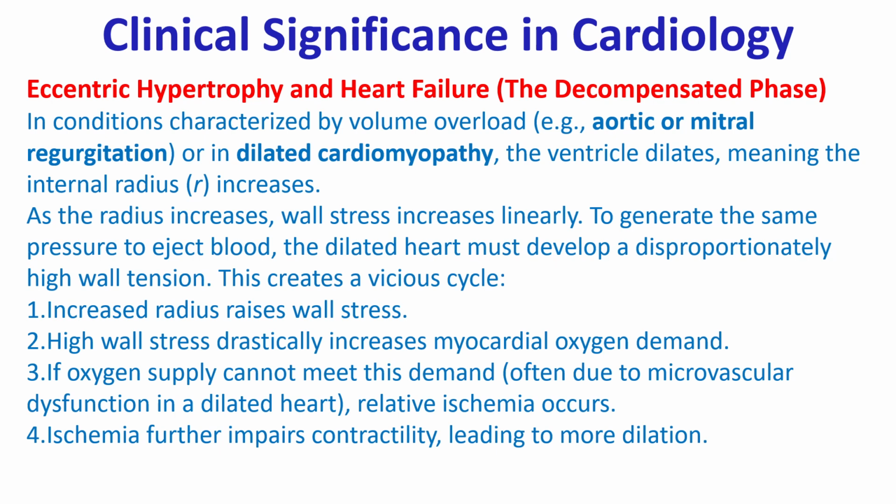2. Eccentric hypertrophy and heart failure, the decompensated phase. In conditions characterized by volume overload, like aortic or mitral regurgitation, or in dilated cardiomyopathy, the ventricle dilates, meaning the internal radius R increases. As the radius increases, wall stress increases linearly. To generate the same pressure to eject blood, the dilated heart must develop a disproportionately high wall tension.